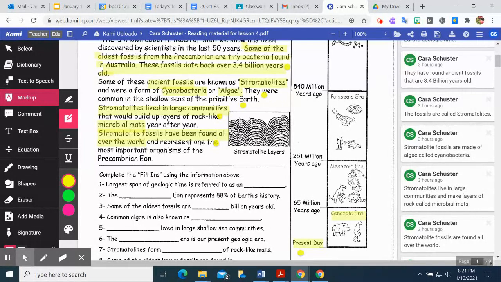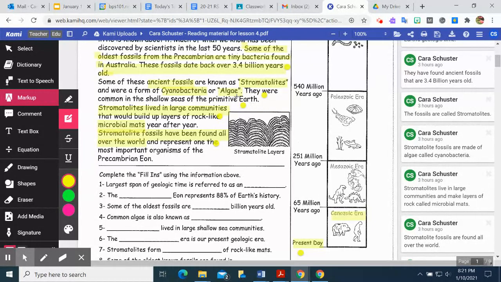Now you probably know antibacterial cream, right? That gets rid of germs and stuff like that. But there's also good bacteria. So this is a good bacteria that's growing and building up in the earth. And it's called algae. They were common in the shallow seas of the primitive earth.